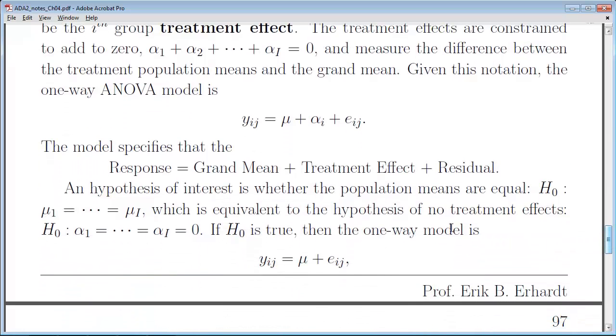And in analysis of variance, we ask, under the null hypothesis, are the means all equal to each other? That's equivalent to asking whether all the treatment effects, alpha i, are equal to each other and equal 0. If the null hypothesis is true, that all the mu i's equal each other, or that all alpha i's equal 0, then this model simplifies to all the beetles coming from a distribution with the same mean.